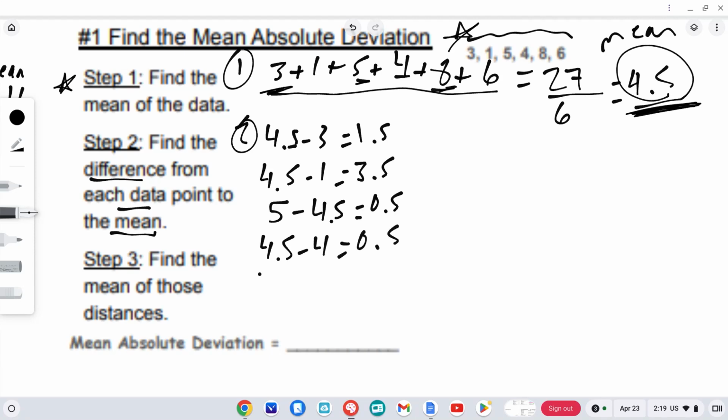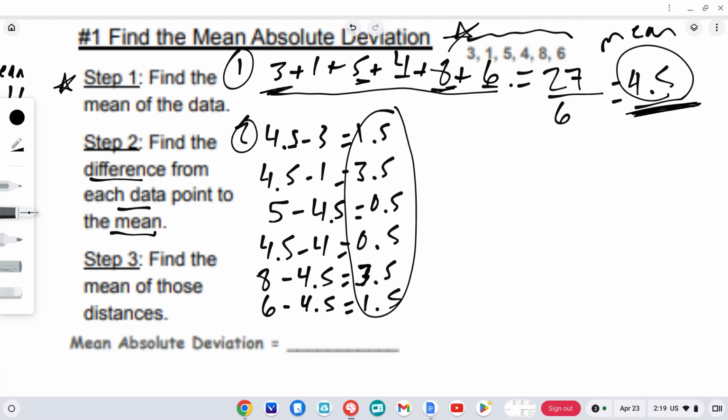Then I have an 8. Okay, 8 minus 4.5, because that was the bigger number. That gives me 3.5. Oh, that's ugly. I've got to fix that. There we go, 3.5. And then the last one was a 6. Okay, so 6 minus 4.5 is 1.5. So now I have all those distances. I can go on to step 3.